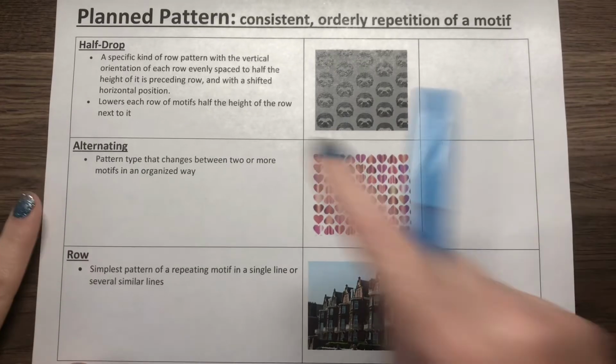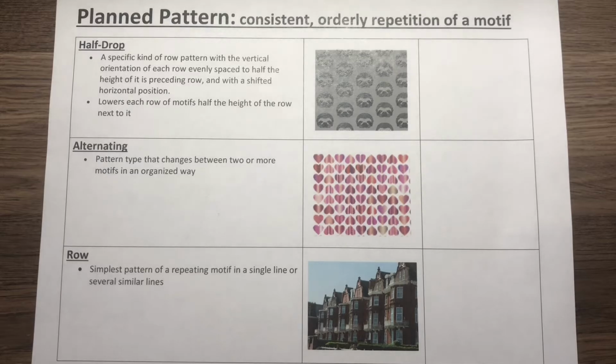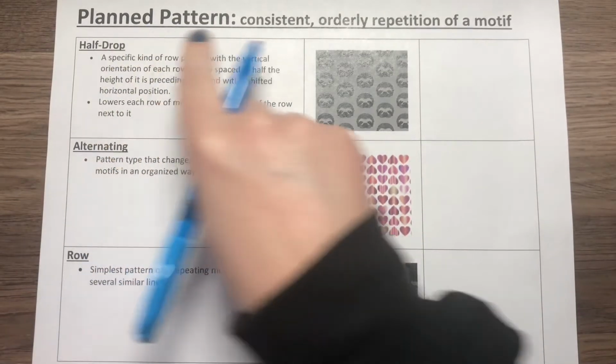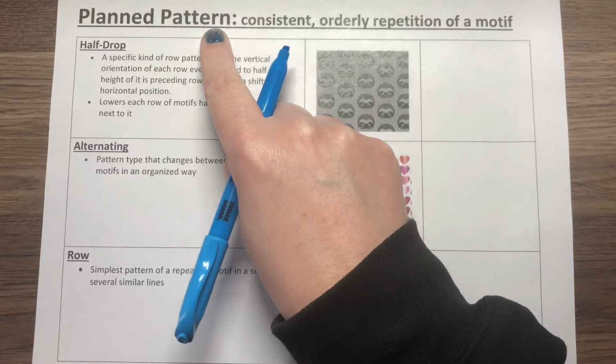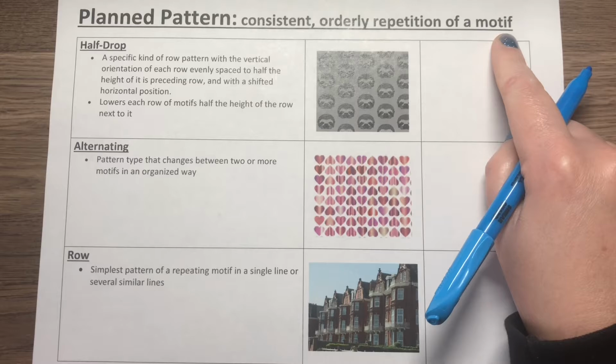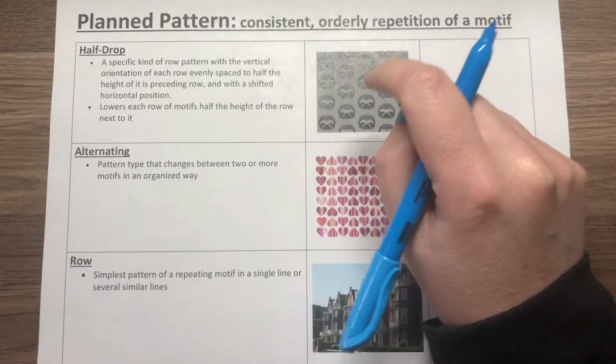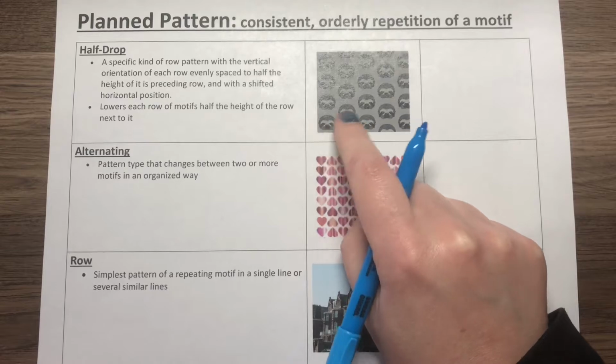Good morning, everybody. So today we're going to talk about planned patterns. There's a couple different types of patterns: planned patterns and random patterns. But today we're going to talk about planned patterns, which are the consistent, orderly repetition of a motif. And remember, a motif is a unit in an artwork that is repeated over and over again.